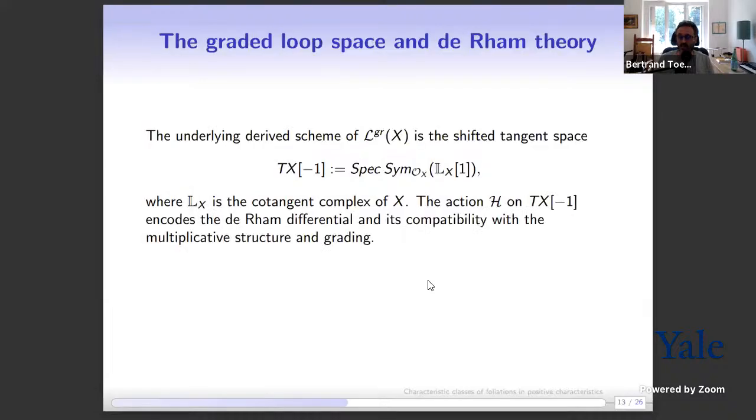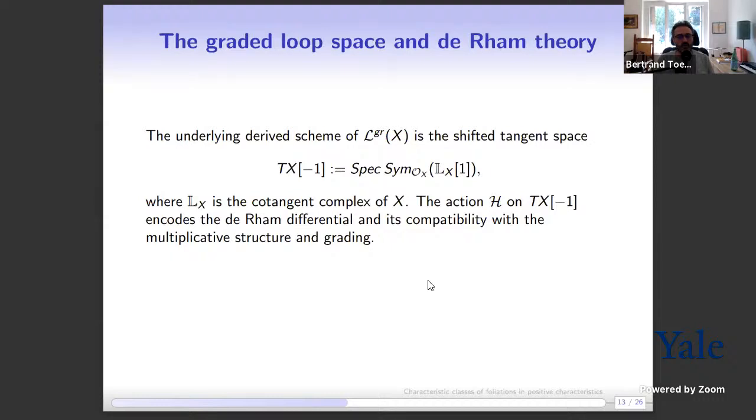And now I have this action H on this odd tangent space. By definition, this action encodes the Durham differential. As it is an action on the affine Dirac scheme, it's an action on the symmetric algebra, so it is compatible with the multiplicative structure and the grading. And you can prove that when you normalize and look at it as a complex with a differential, this is the Durham complex. This is the Durham differential in the usual sense.